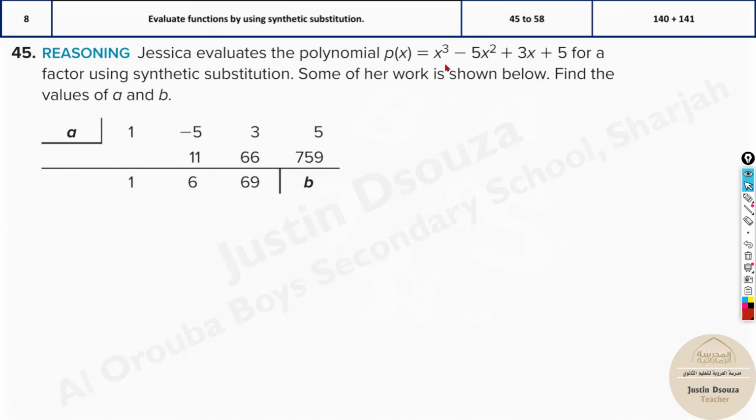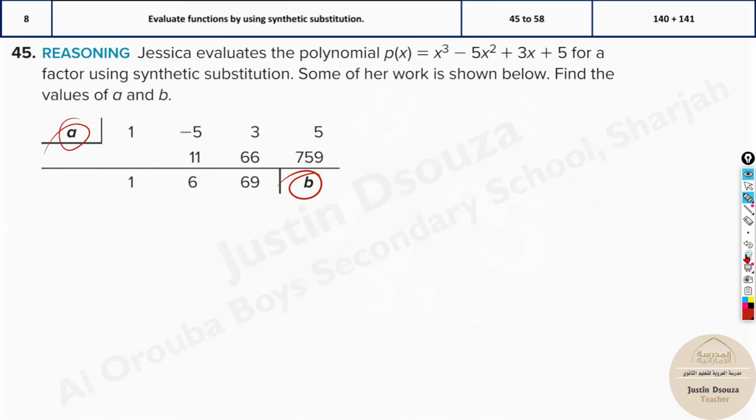Jessica evaluates a polynomial. This is given over here for a factor using synthetic substitution. Some of their work is shown below. Find the values of a and b. Now the problem is you just can't solve it on a calculator without knowing the method of synthetic substitution. There's no way you can do it. But what do we need to find? A and b, right? This b can be found easily, but you need to know this a value.